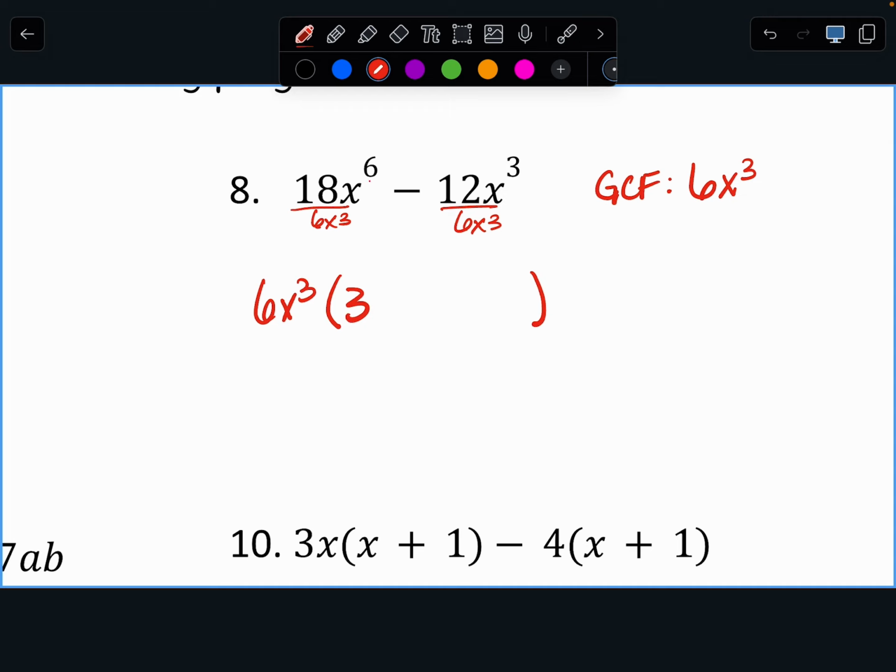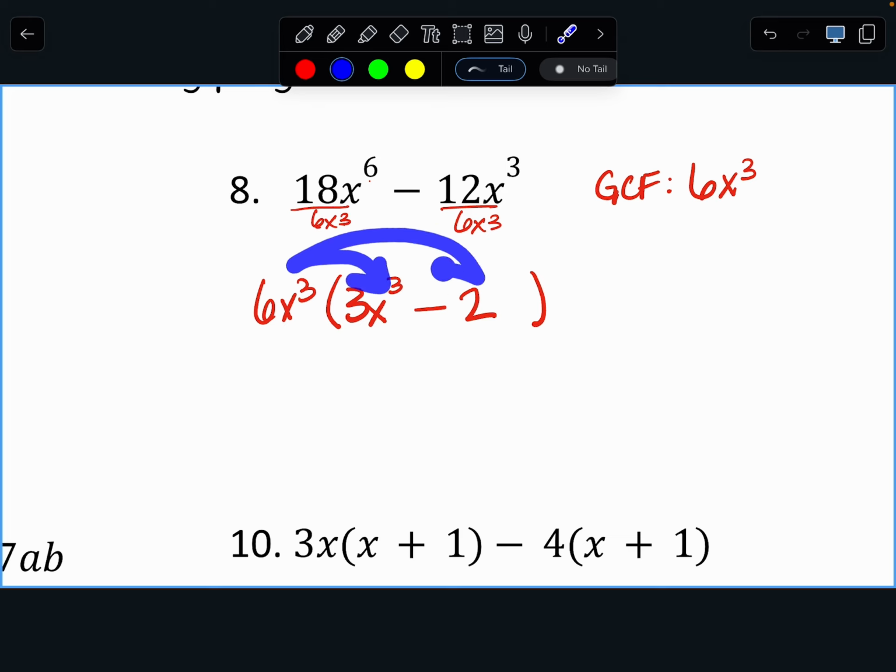And then x to the sixth minus x to the third is x to the third. Minus 12 divided by 6 is 2. But then x cubed minus x cubed is 0. So then I'm done. And again, when I go back and redistribute, I should get the same answer that I started with.